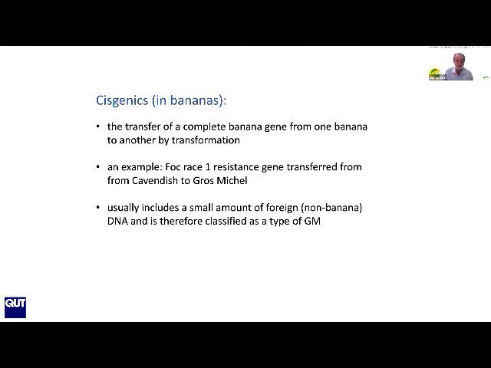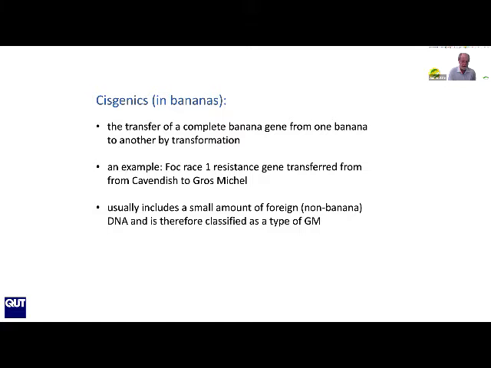Cisgenics, just to reiterate that, cisgenics is the transfer of a complete banana gene from one banana to another, but it is by transformation. An example would be the FOC race 1 resistance gene that obviously occurs in Cavendish, moving that to Gros Michel. So that would be to give Gros Michel resistance to race 1. So that would be a cisgenic.